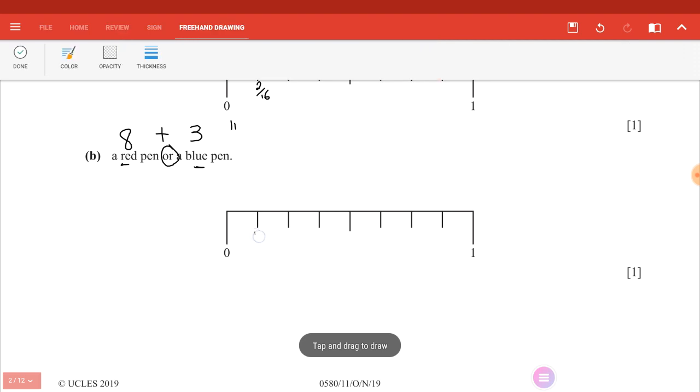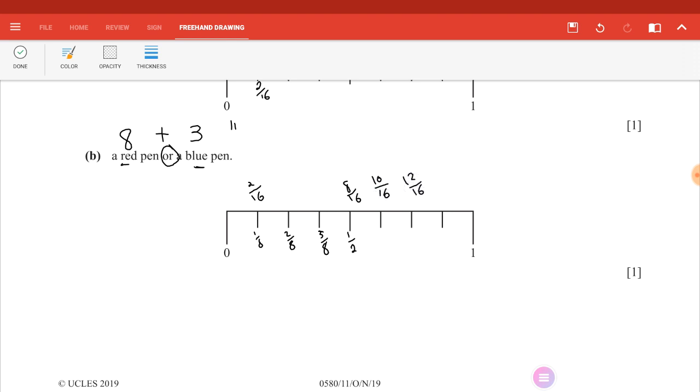This is 1 over 8, 2 over 8, 3 over 8, half, and it means 2 over 16. So exactly here we will have 8 over 16, and this is 10 over 16, and this is 12 over 16. So 11 over 16 will be between these two parts, right there.